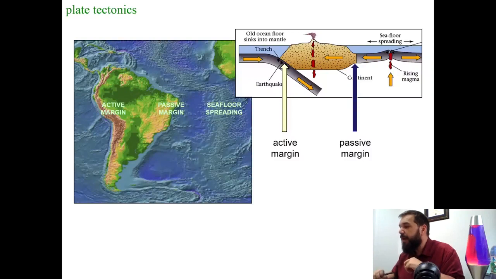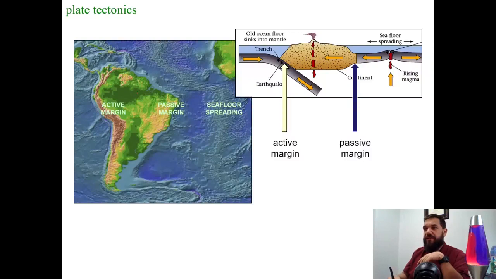Now, let's talk a little bit about active and inactive margins. So subduction zones always happen at the margin of the ocean crust and the continental crust. Now there are two kinds of margins. You have an active margin, that's a subduction zone, okay? So that's subduction. But we also have passive margins. That's where there is no subduction taking place, or there's no plate tectonics taking place at all.